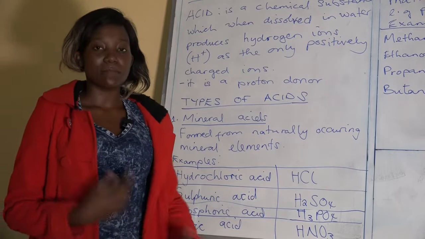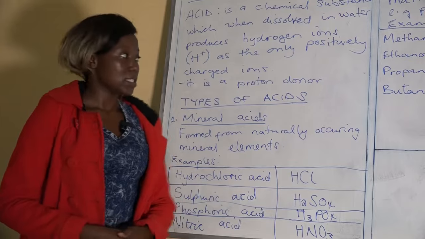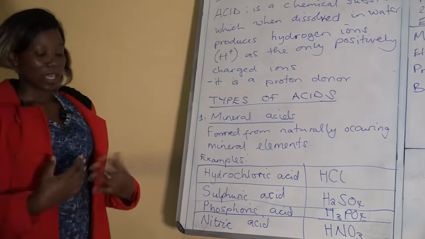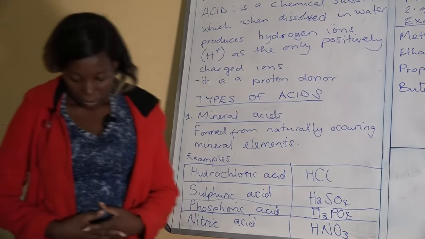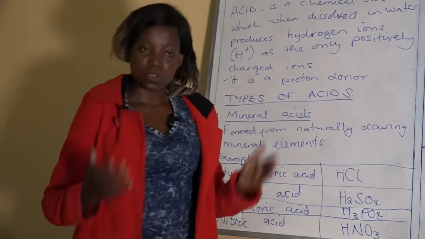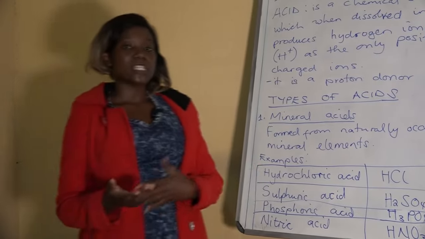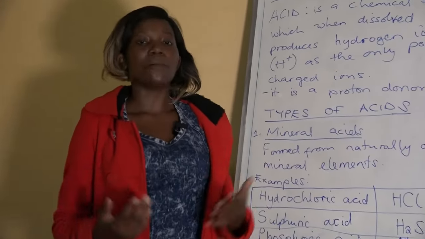There are two types of acid: mineral acids and organic acids. So let's move on and look at ionization of acids. What is ionization of acids? To be ionized, ionization is simply the forming of ions.